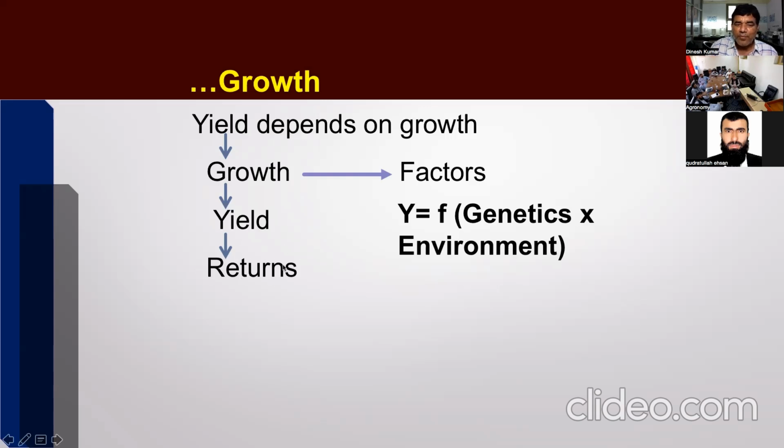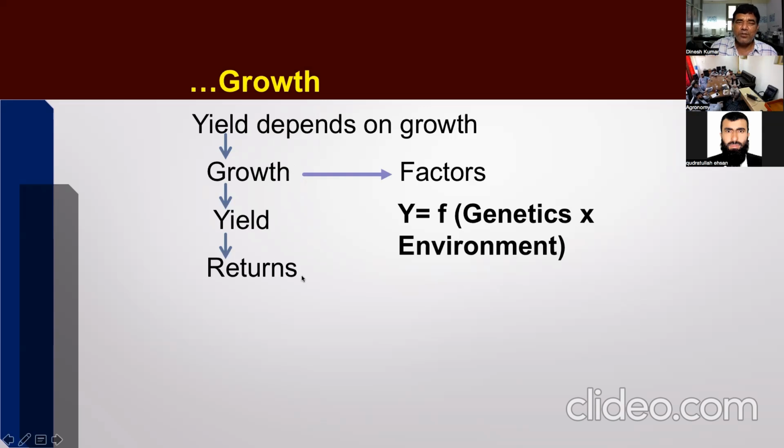And they can get profit if they get good yields, then they will get good returns. But how can they get a good yield? They can get good yield from optimum growth. This optimum growth can give them good yield, and good yield can give them good returns. But now the question comes: if ideal growth is not there, how can we get good yield and good returns? So growth is the main thing which should be manipulated and improved to get more returns.